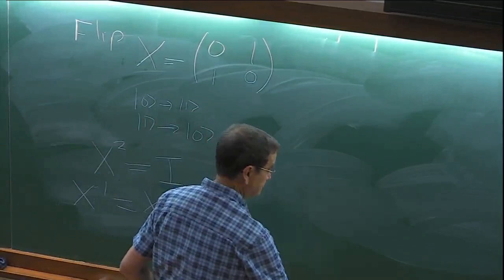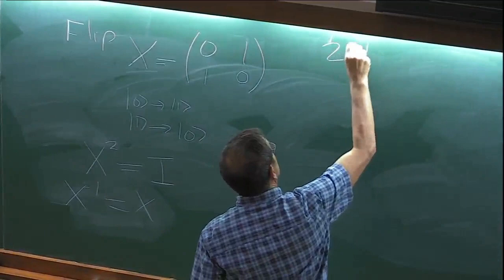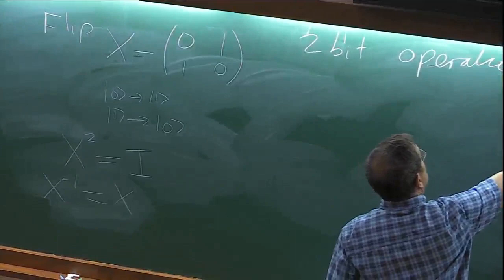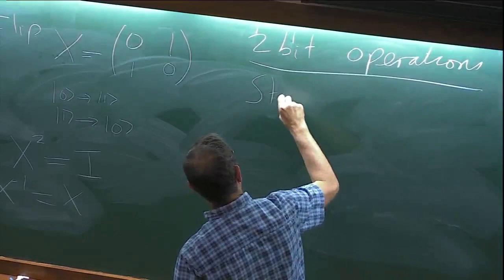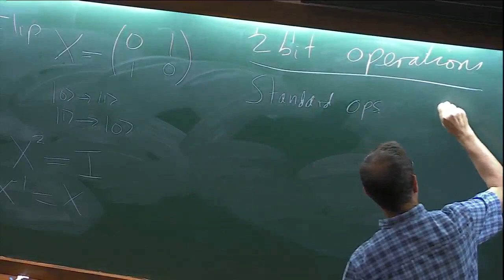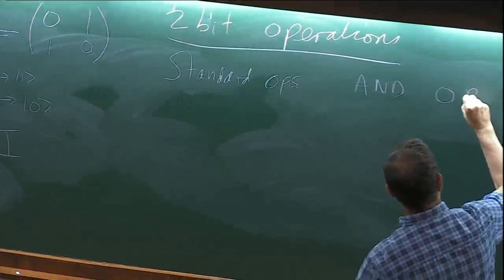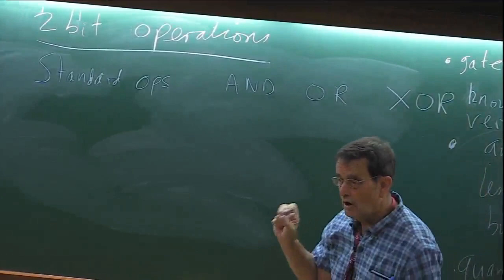So we have to go then to two-bit operations to see how we can transform the data. So this is where we have to realize that the standard operations, such as AND, or exclusive OR, are no good for us. They are not reversible. We have two bits going in and one bit coming out.